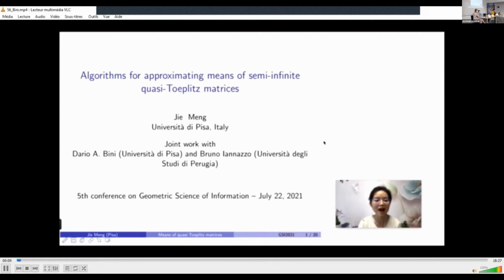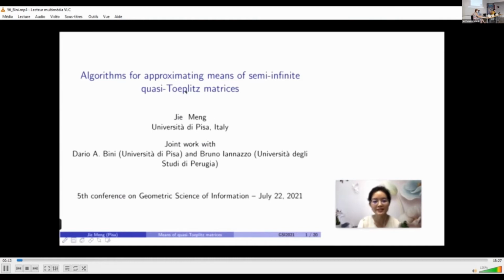And today, I'm going to introduce algorithms for approximating means of semi-infinite quasi-Toeplitz matrices. This is a joint work with Dario Bini and Bruno Iannazzo.